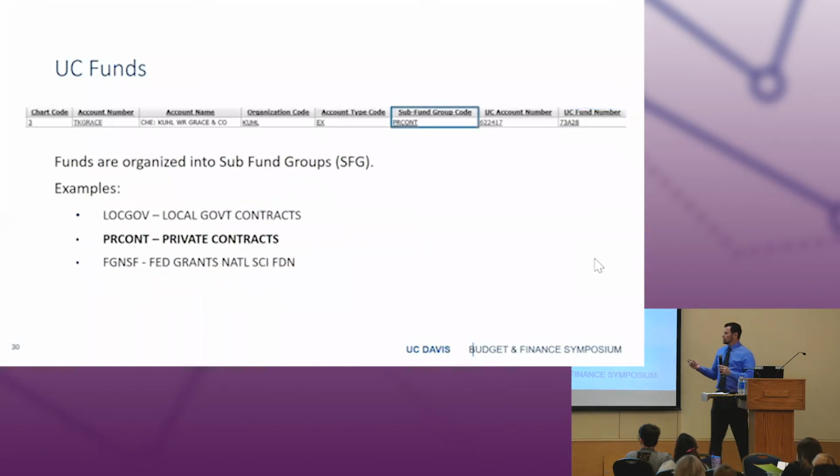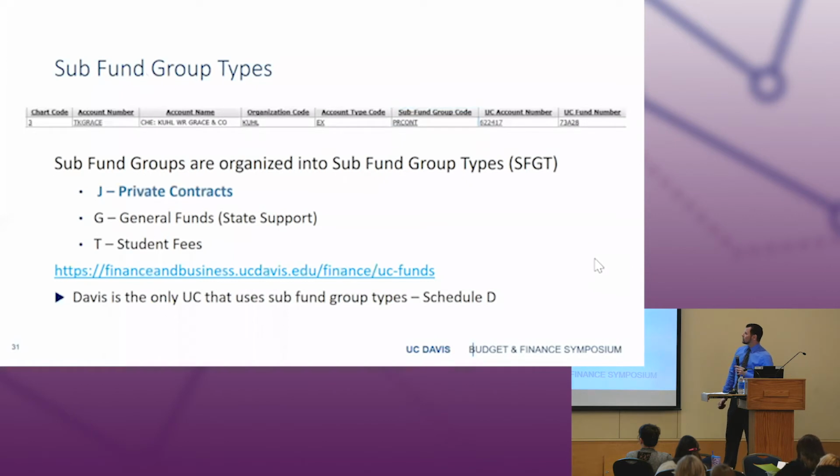So funds are organized into sub-fund groups. Here are some examples, and in this example that I'm bringing along, this account up here, there's a private contract. That's one of the sub-fund groups. Here are some other examples. The sub-fund groups then become part of some sub-fund group types, so it's a broader bucket, if you will. And there are some examples. And all this stuff is explained on this website. And an interesting note is that Davis is the only campus that uses sub-fund group types for Schedule D.